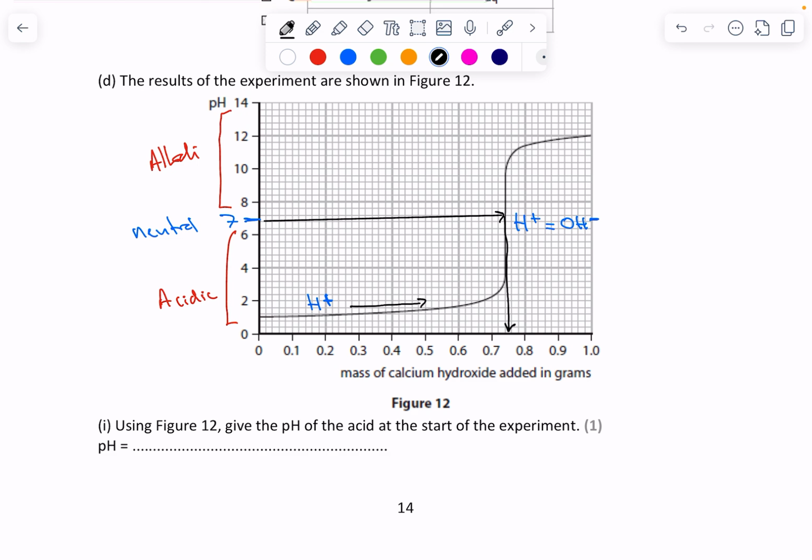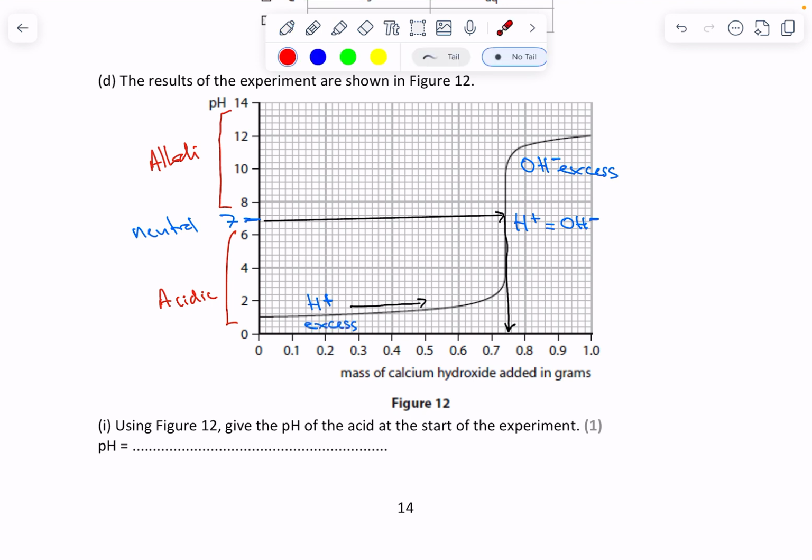Once we've gone past this point here where it's neutral, where the H plus ions equal hydroxide ions, we're now adding OH minus ions. And what we end up with here is a situation where the OH minus ions are in excess, which is why the pH increases and becomes a higher number, meaning that it's in the alkali range.